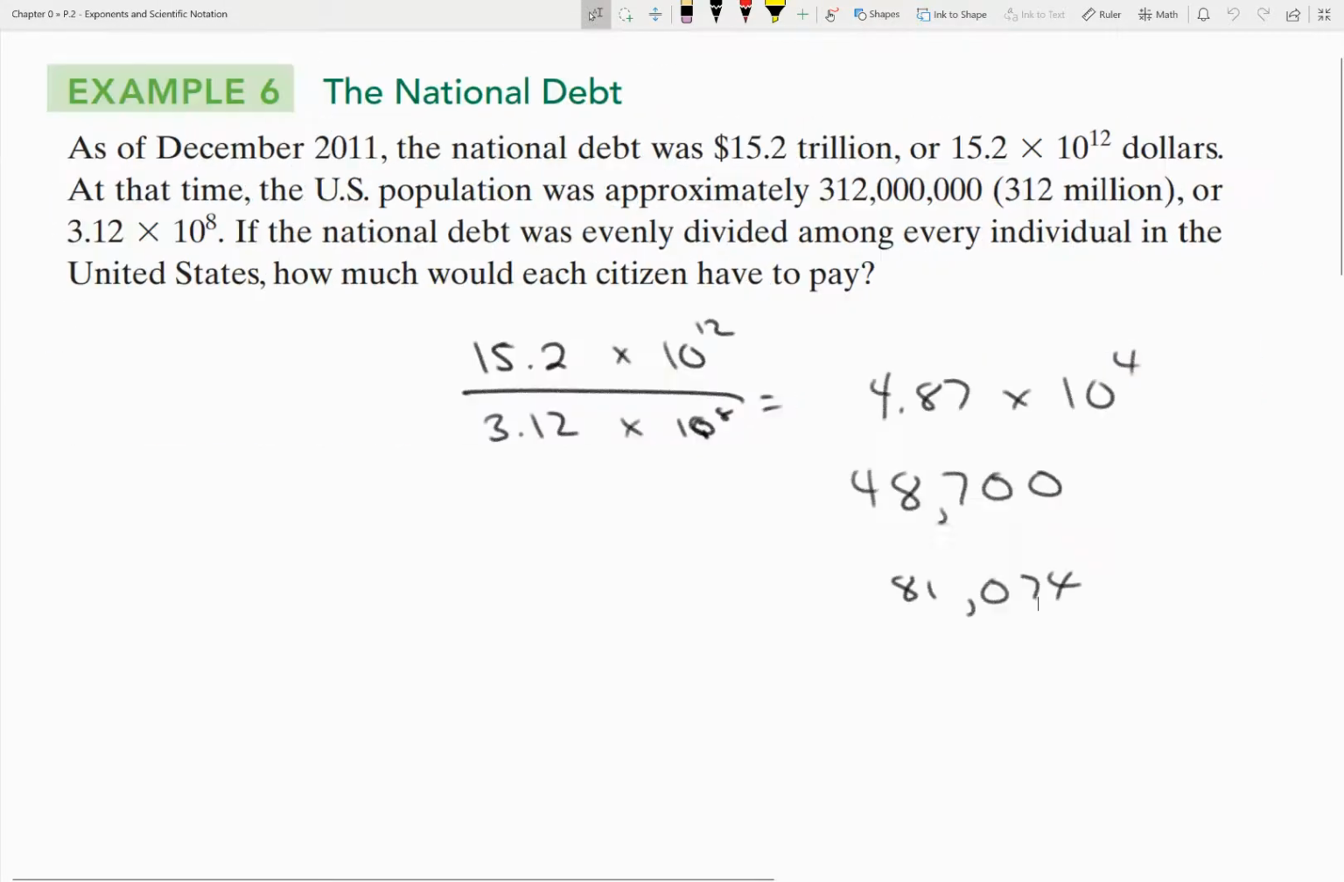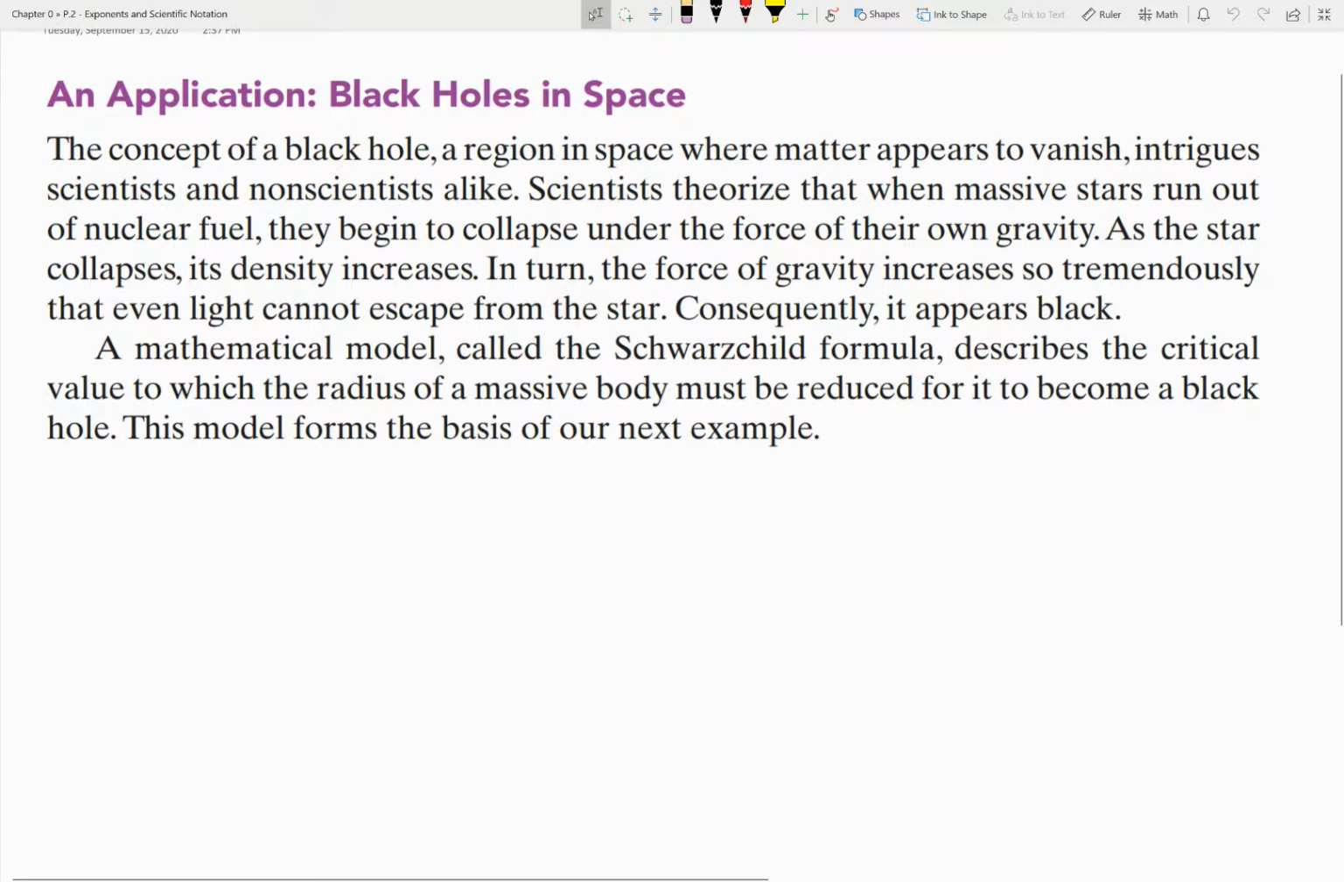Numbers like the national debt, really, really big numbers, are pretty typical applications of scientific notation. For numbers that deal with big things, it's easier to use scientific notation. Another idea is black holes, where things in space have very, very big numbers or very, very small numbers. So what is a black hole? A region of space where matter appears to vanish.